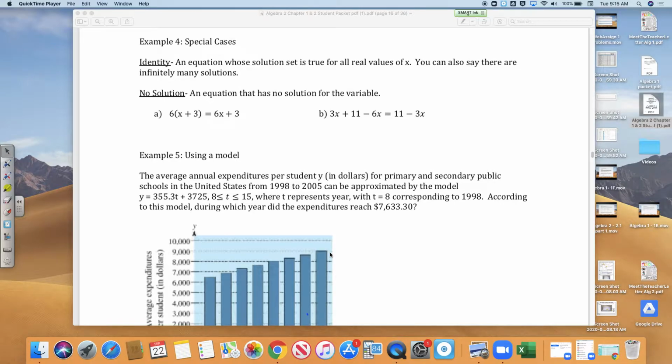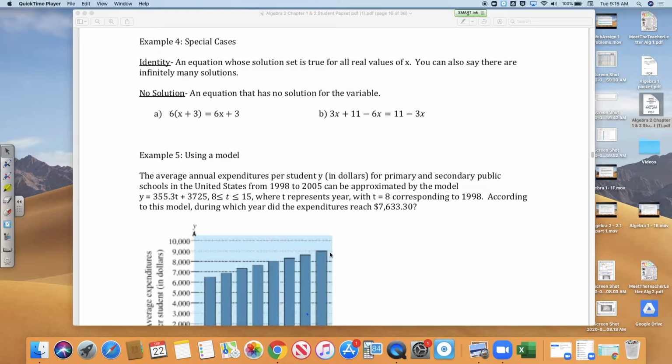The identity is an equation whose solution set is true. That means you have a true statement. No solution means that the equation has no solution for that particular variable. So let me show you examples of both.